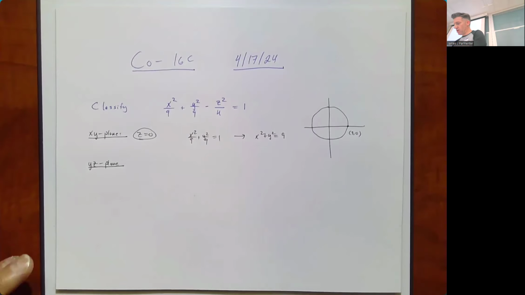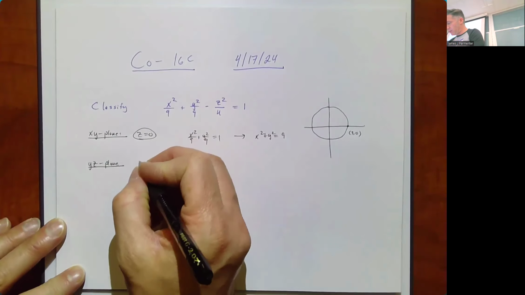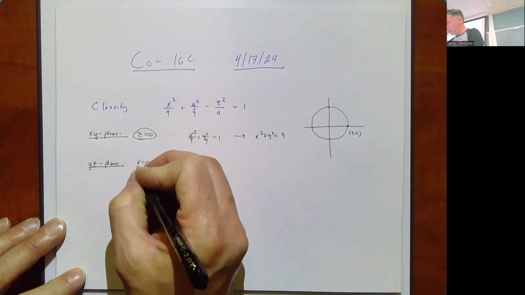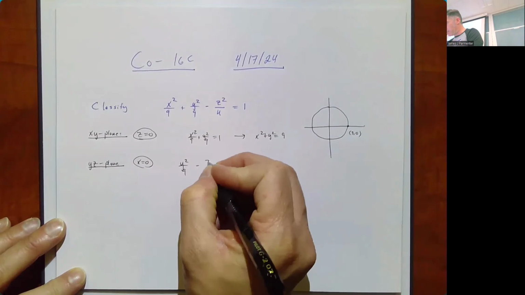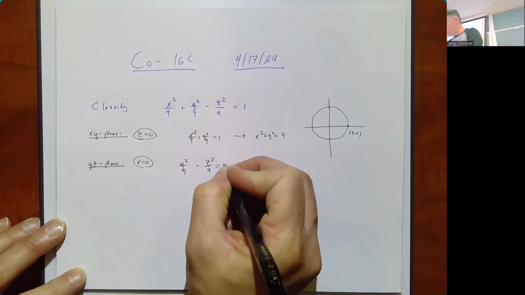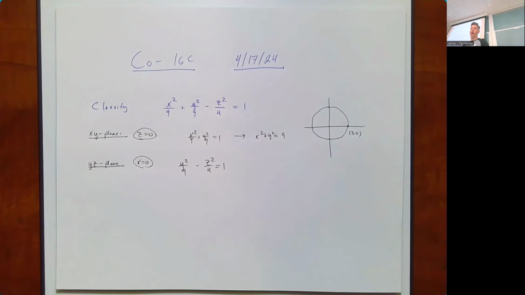Okay, back to this. YZ plane, we're going to let x equal 0. And we're going to have y squared over 9 minus z squared over 4 equal to 1. I would recommend getting used to this: when you see a variable squared minus another variable squared equal to 1 or some number, that should immediately set off the alarm bell. That's a hyperbola. So that's going to open either left-right or up-down.